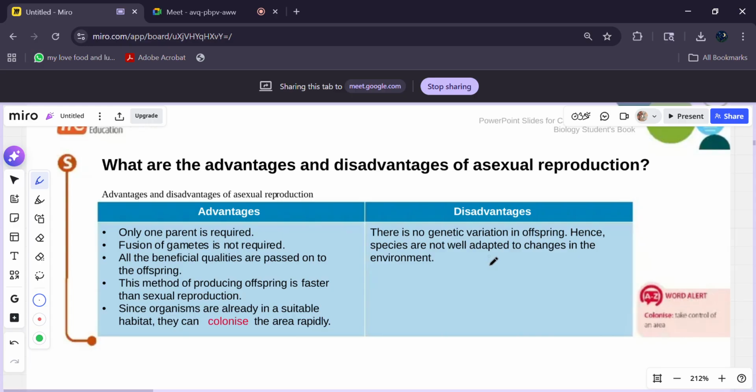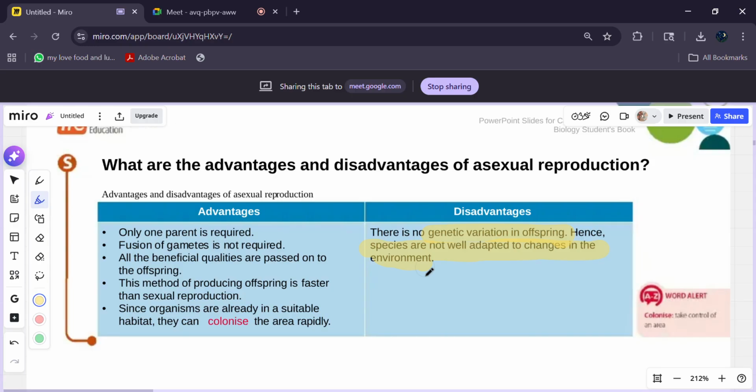So what are the disadvantages of asexual reproduction? Well, it says here that there is no genetic variation in the offspring, and hence the species are not well adapted to changes in the environment. What this means is that because there's only one parent, the offspring tend to be exactly like the parent. They're like clones.